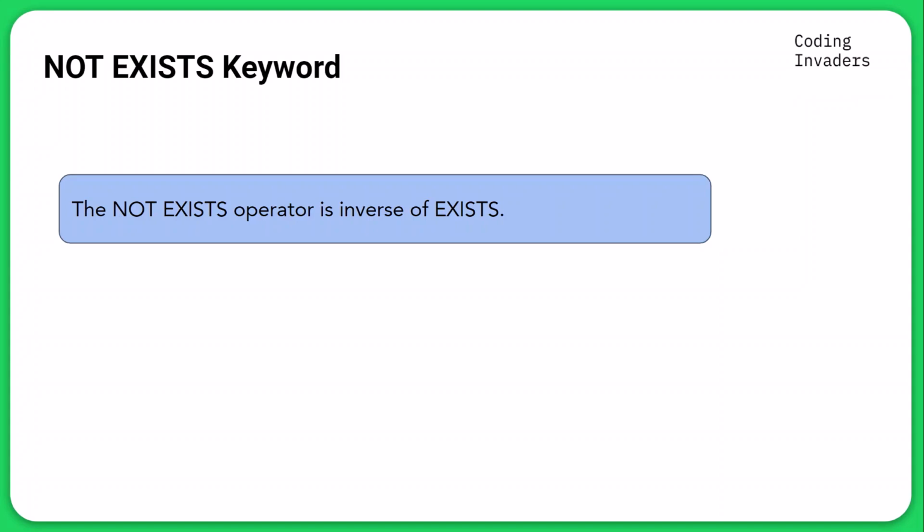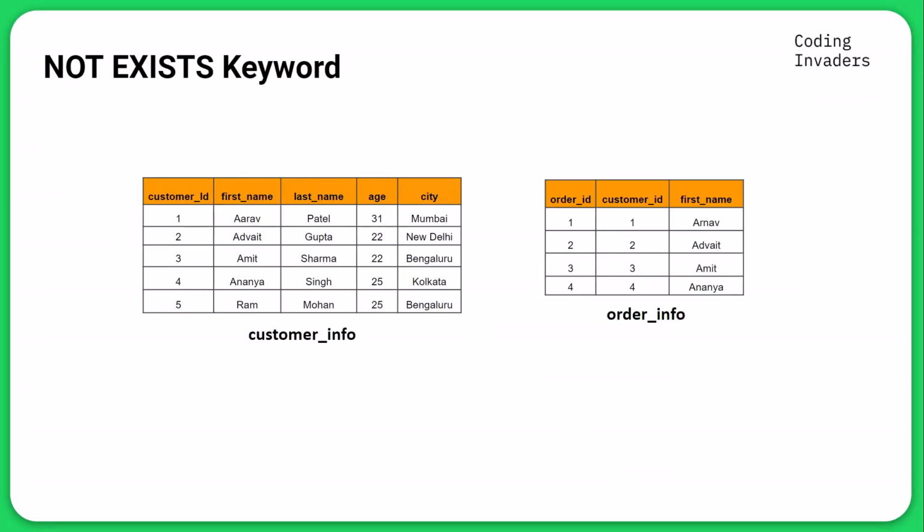The NOT EXISTS operator is the inverse of EXISTS. Let's look at an example to understand more about it. Suppose you work as a data analyst in an e-commerce company. You are provided with two tables, customer info and order info.